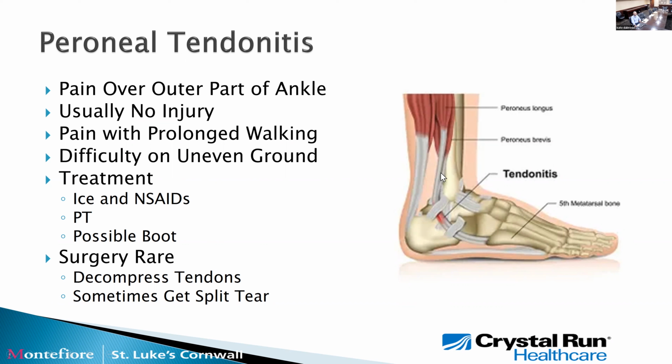And these are important also in ankle sprains. When your ankle starts to twist inwards, these are the ones that help try to right the ship, help try to stabilize the ankle and pull it back to even. So what you'll get with this is usually no injury that causes peroneal tendonitis. You can get pain with prolonged walking and difficulty walking on uneven ground.